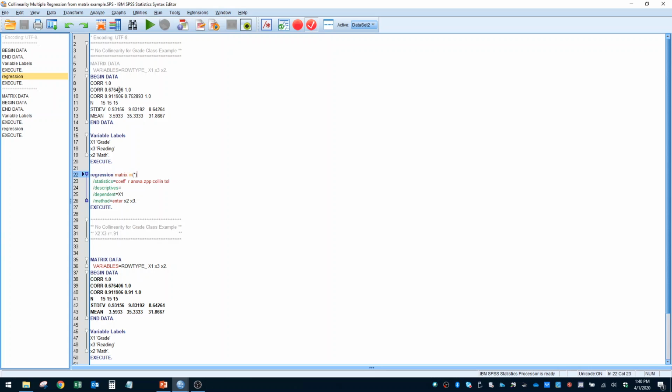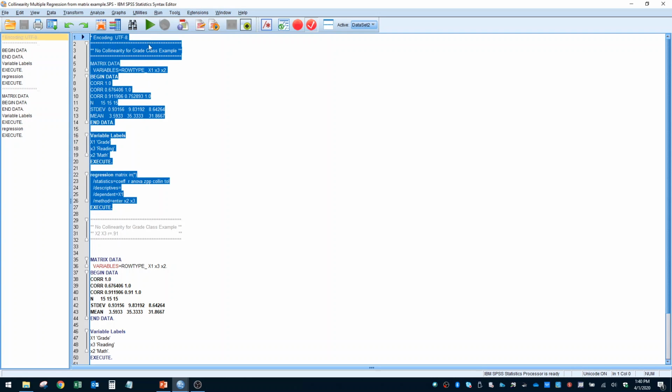So this is basically our regression analysis with reading and math predicting grade. Here are the correlation coefficients rounded to umpteen decimals. My n, and I know I need my standard deviations and my means. I can run that same analysis that I just did using just the matrix data.